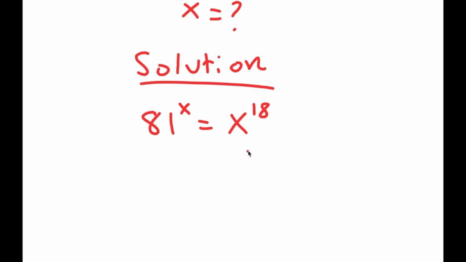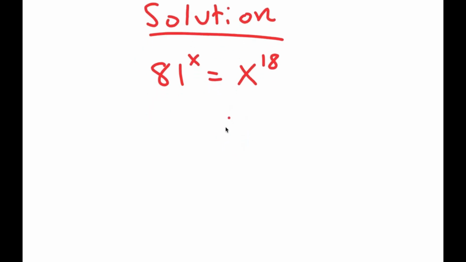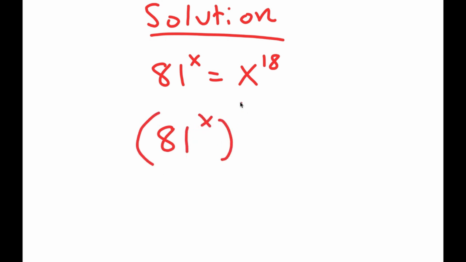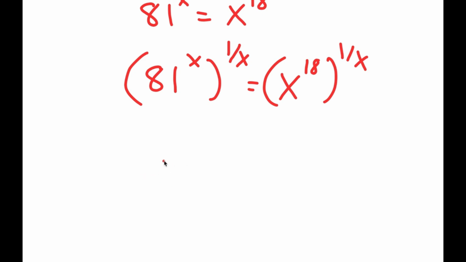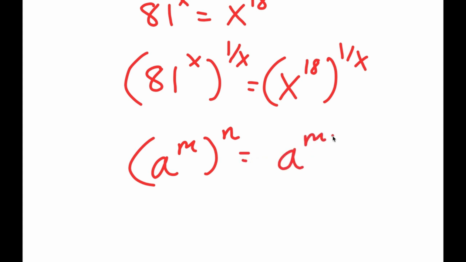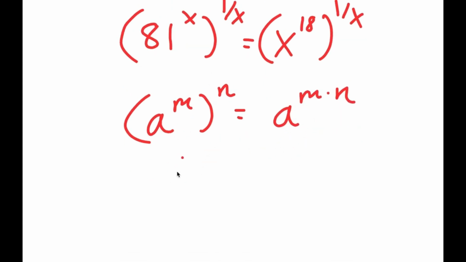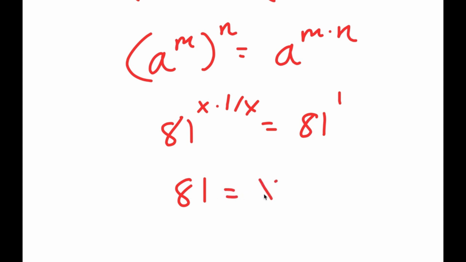And now, I'm going to take the power of 1 over x on both sides. So I get 81 to the power of x to the power of 1 over x is equal to x to the power of 18 to the power of 1 over x. And now if I have something in the form a to the power of m to the power of n, this is equal to a to the power of m times n. So 81 to the power of x times 1 over x is equal to 81 to the power of 1, which is the same thing as 81. So I get 81 is equal to x to the power of 18 to the power of 1 over x.